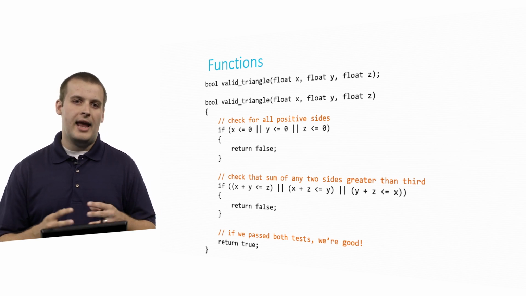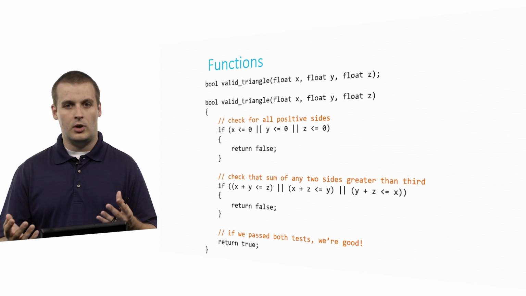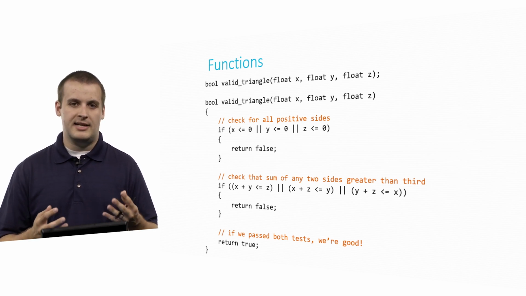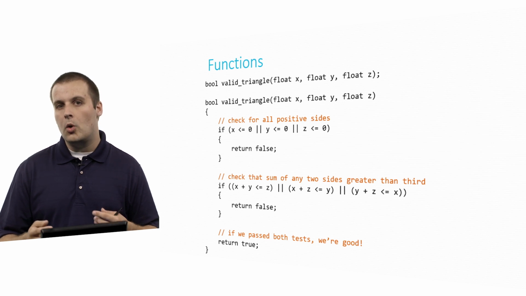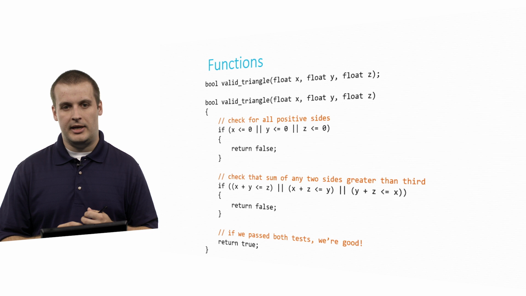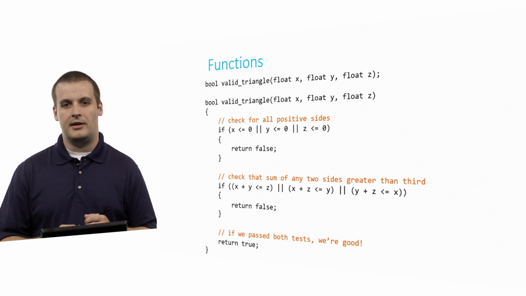Next, we check to make sure that every pair of inputs is greater than the third one. So if x plus y is less than or equal to z, or if x plus z is less than or equal to y, or if y plus z is less than or equal to x, that also can't be a valid triangle. So we return false again. Assuming we passed both of the checks, though, then we can return true, because those three sides are capable of creating a valid triangle. And that's it.